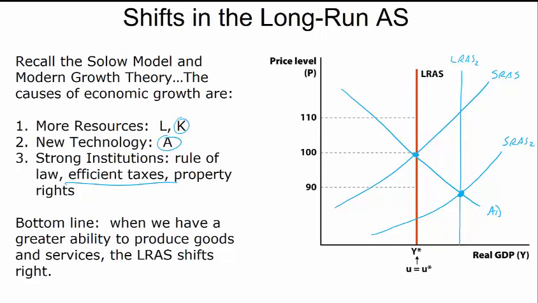Now, when that happens, we move here to point B. We were at point A. The AD curve stays where it was, but the really cool outcome is that we have lowered the price level and we've increased our output. So that's a big deal. Economic growth is always good because this is what happens.